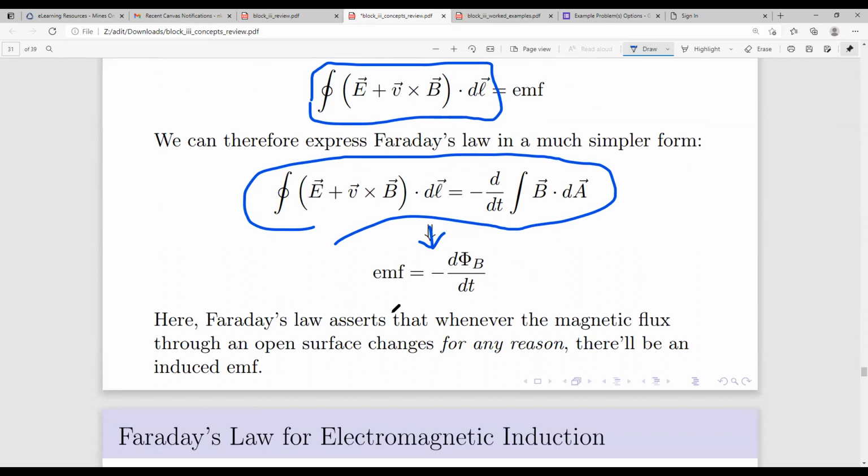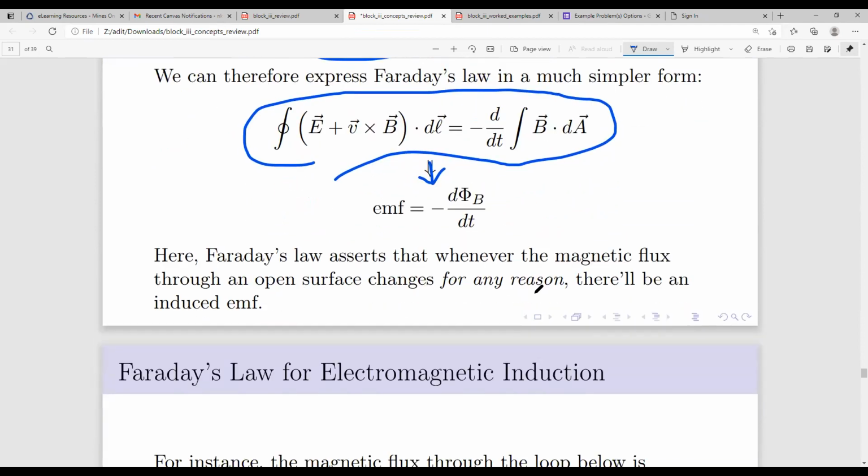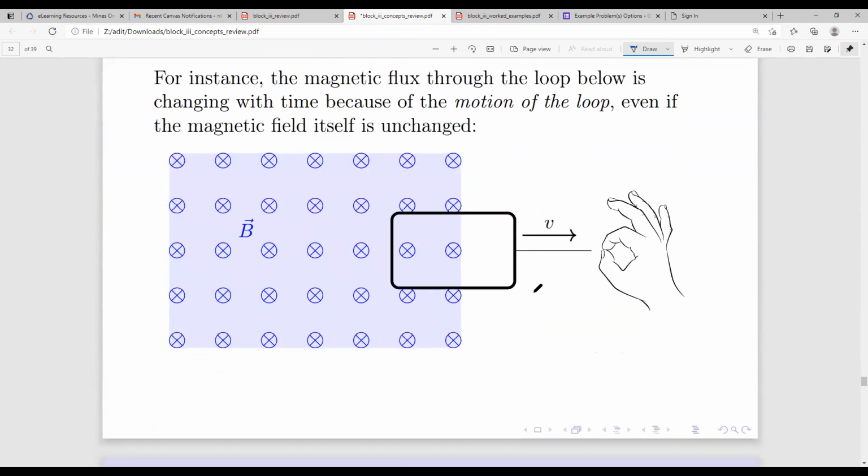Whenever the magnetic flux through an open surface changes for any reason, there's going to be an induced EMF. So for instance, if I'm dragging a loop through a magnetic field, the flux through that loop is changing because that loop went from a region where there was a magnetic field to one where there wasn't. So you have a changing flux and therefore an EMF.